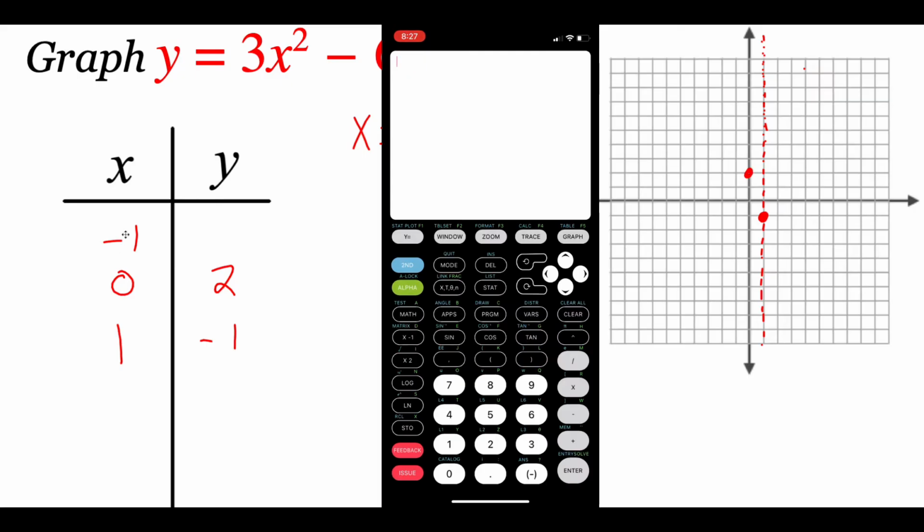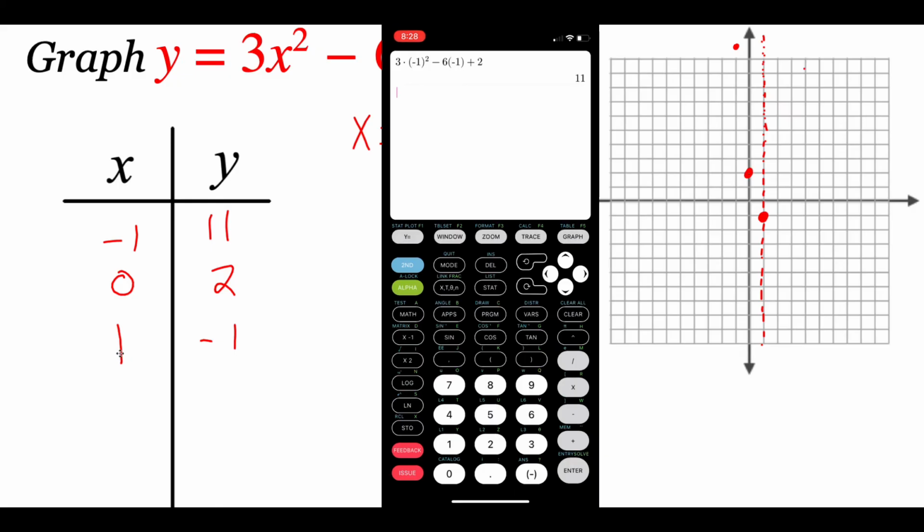Then for my last x value on the left-hand side, I plug in -1. So 3 times -1 squared minus 6 times -1, but then add 2 to that, and I get 11 as that answer. Now my graph only goes up to 10, so if I'm trying to plot out 11, I'm just going to estimate here that 11 would be about right there.